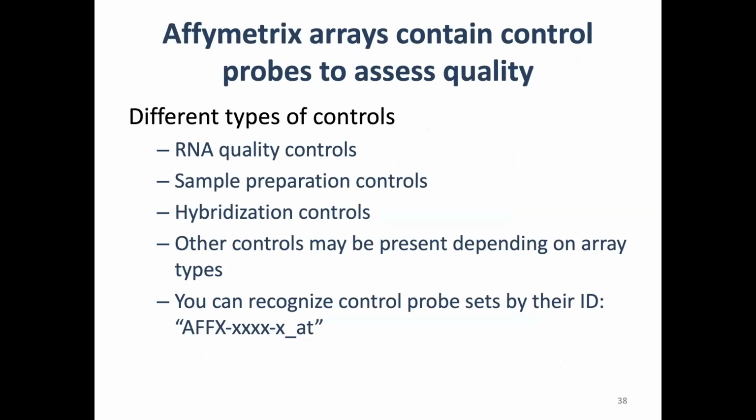And just like while you do the qPCR analysis, you use beta actin or GAPDH, right? GAPDH, some kind of controls. In the array also, there are different types of controls like RNA quality control. There are sample preparation controls, hybridization controls, and other controls may be present depending on the array types. And you can recognize control probe sets by their IDs. So you have to go through the user manuals of each chip to understand what controls they used and how to detect them.